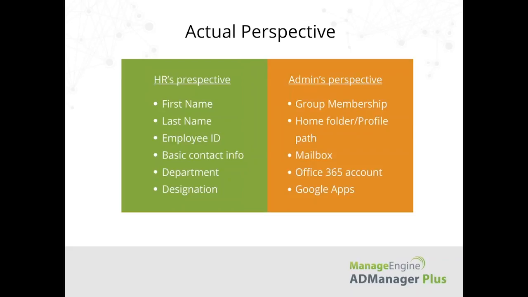Let's jump on to the admin's perspective. These are the real business. You've got group membership, home folders, profile paths, and Mailbox. When I talk about Mailbox, it's on-premise Mailbox, starting from 2003 to 2016. So you've got a lot to deal with on-premise Mailbox. You can create Mailbox, mail-enabled contacts, and much more. And then you've got other platforms to play with. You've got the Office 365 account, Google Apps. All this is the admin's perspective, and on the left side is the HR perspective.